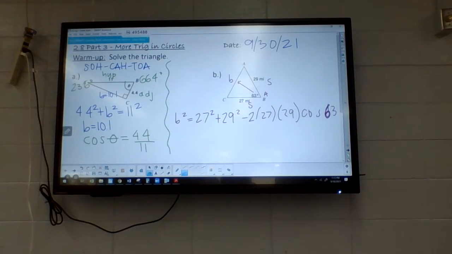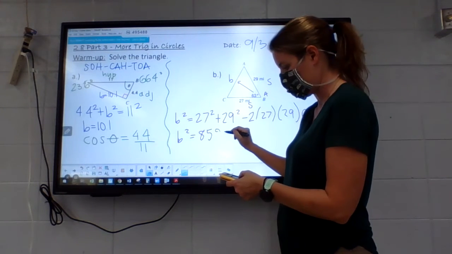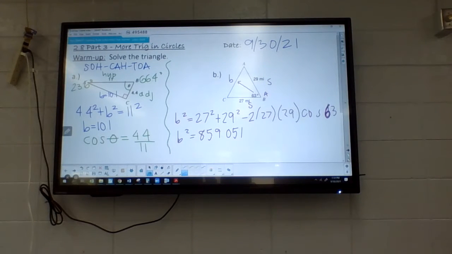Hopefully you're okay with what numbers everything is. So this is, again, one of the ones I like to put in my calculator. I can put the whole thing in, as long as I know how to enter it correctly. I messed something up. I didn't do cosine of 63, I just did 63. All right. So b squared is this 859. I'm going to take the square root of that answer. So I get 23.3 for side B.